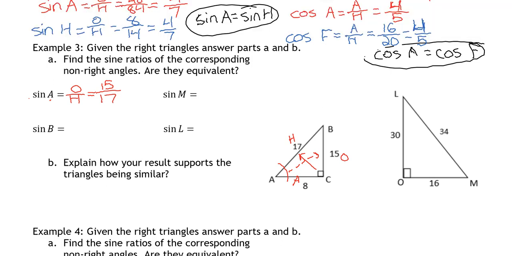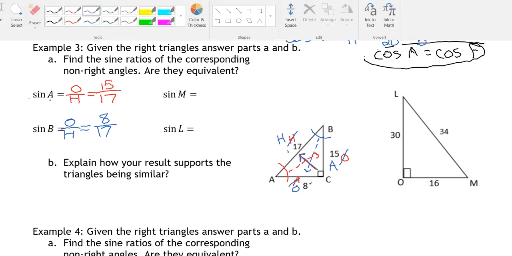If we look at B, okay, well, this is B. So again, remember, I have to relabel my sides. Hypotenuse gets to stay the same. Across from B is my opposite side. Between them is my adjacent side. So sine of B, sine is still opposite over hypotenuse, but from B, 8 is my opposite side, and 17 is my hypotenuse. Okay, so sine of A is 15 over 17, sine of B is 8 over 17.